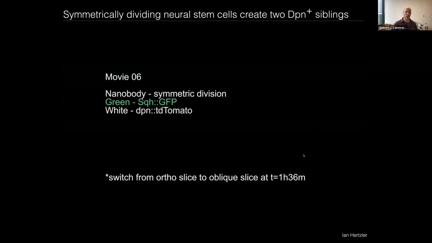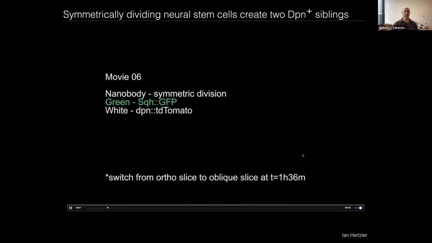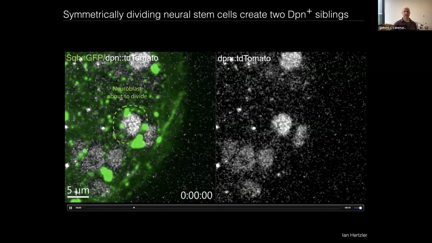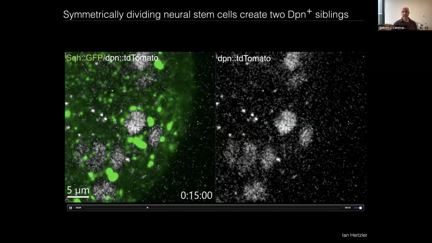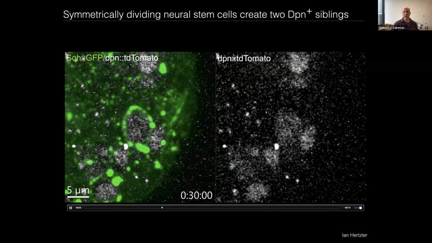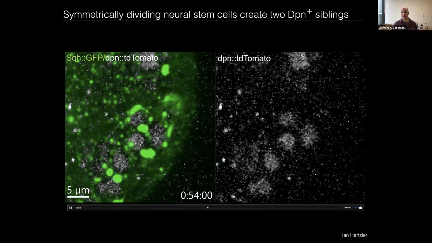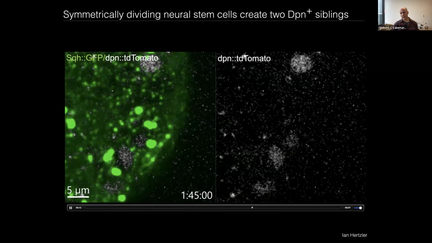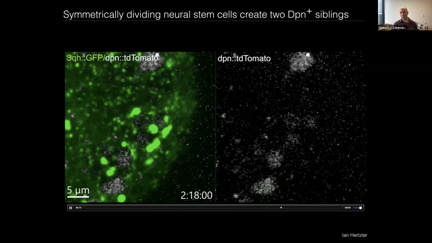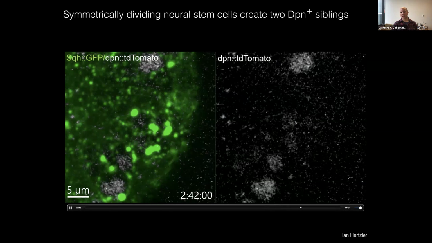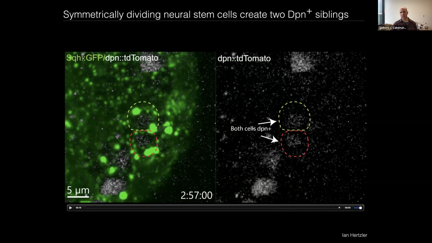Now we could ask, what about symmetric divisions? How does deadpan segregate and ultimately is retained in these cells. Here we have a symmetric division after nanobody expression to equal-sized nuclei, deadpan positive. Deadpan fades a little bit, which is to some extent also due to bleaching, but both siblings essentially retain equal amounts of deadpan after these symmetric divisions.